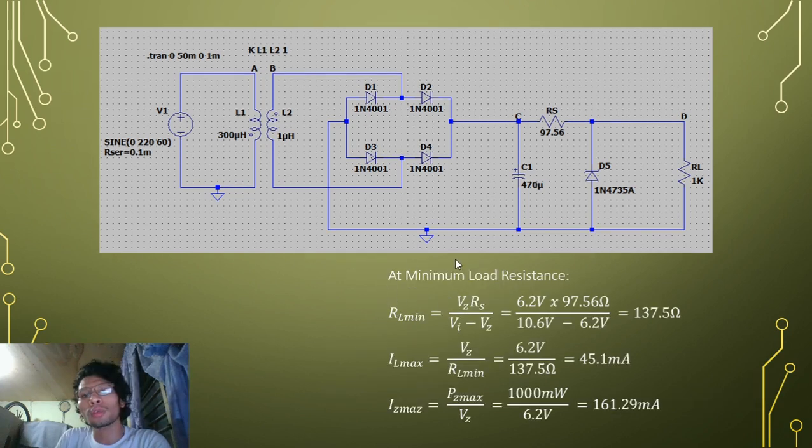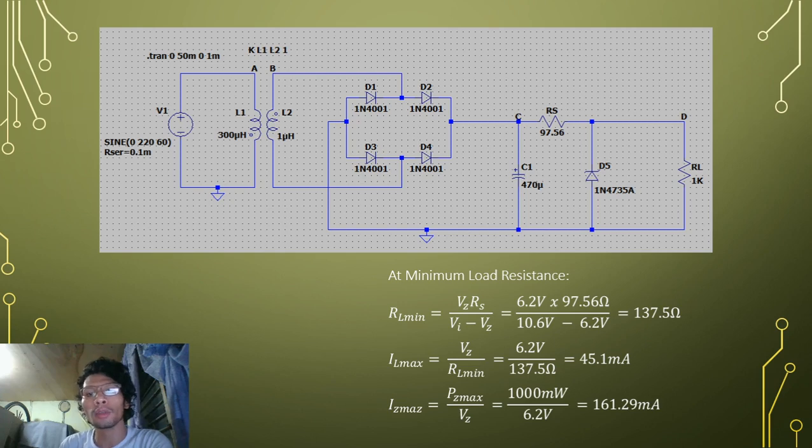The Zener voltage will be operating at the minimum load resistance, and to find the minimum load resistance, the equation will be RL min is equal to the Zener voltage times the current limiting resistance over the V input minus the Zener voltage. That is 6.2 volts times 97.56 ohms over 10.6 volts minus 6.2 volts, and the result is 137.5 ohms.